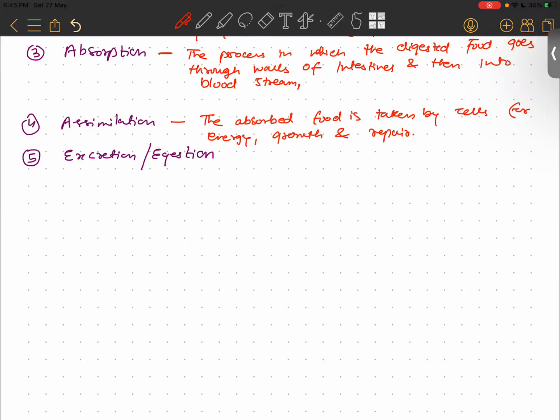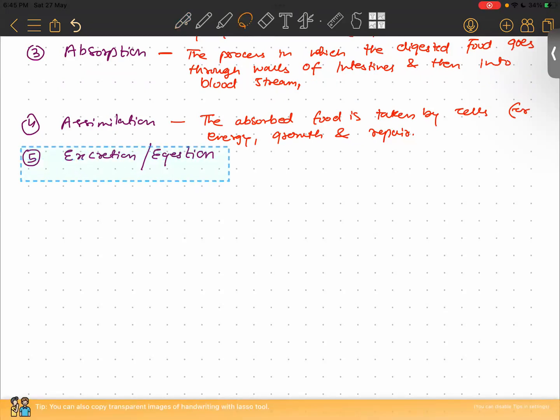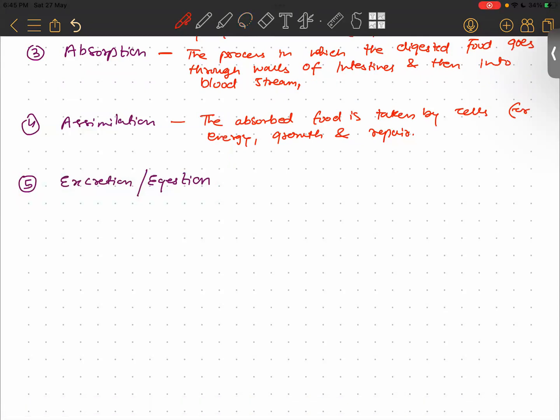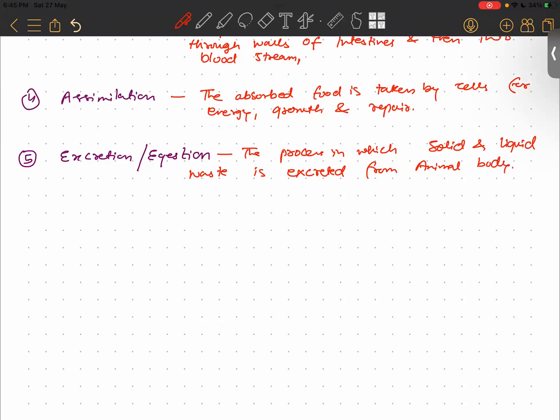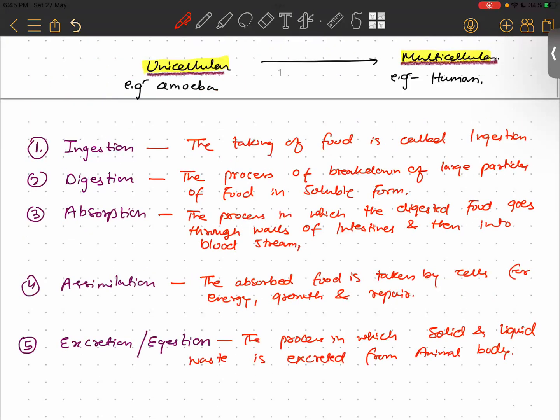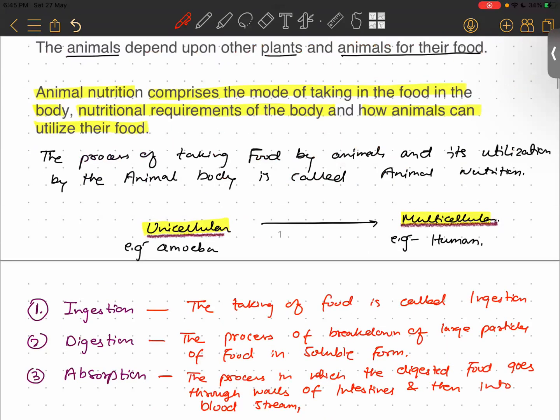And finally, the waste material which is left is simply excreted by the excretory organ in the animals. That is called excretion. The process in which solid and liquid waste is excreted from the body, to be specific, from the animal body. So that is in brief the 5 steps through which food goes into the body of the animal.